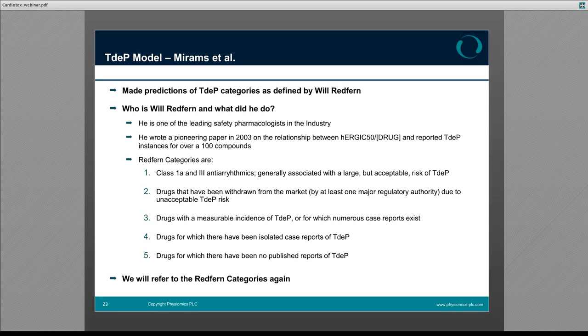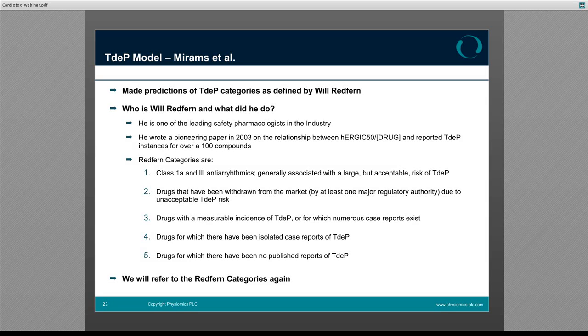So a brief overview of Will Redfern. He's basically one of the leading safety pharmacologists in the industry. He wrote a very interesting paper in 2003 on the relationship between the ratio of the hERG IC50 and the therapeutic drug concentration, and how that related to the reported number of Torsade de Pointes instances for over 100 compounds. And in that paper, he came up with a categorical system. Those categories describe the extent of the reported instances of Torsade de Pointes.